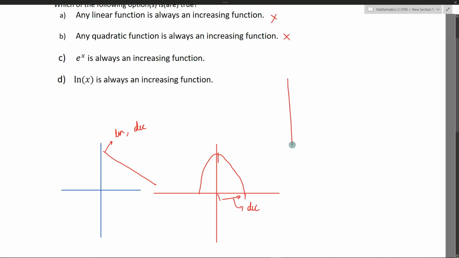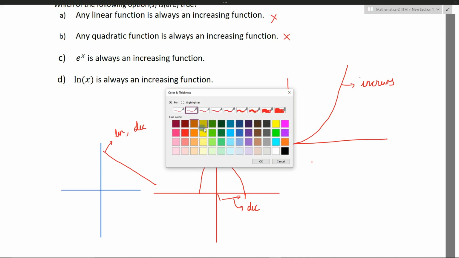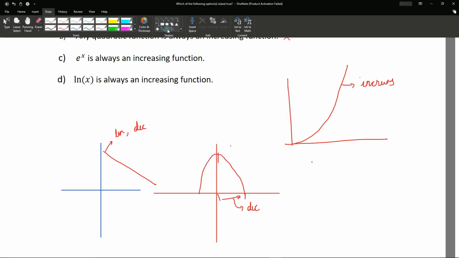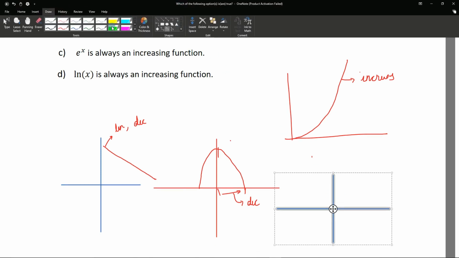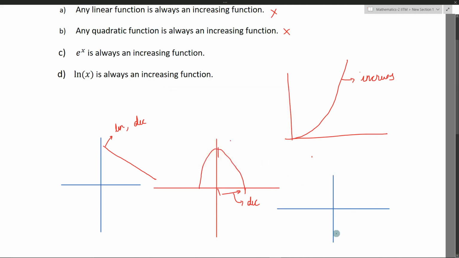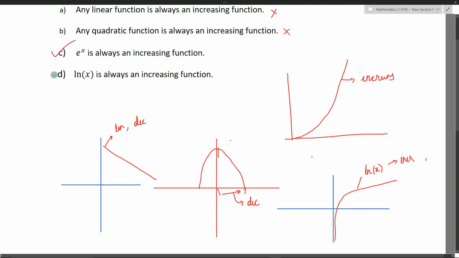Let us draw the graph of e to the power of x. It will be something like this, the exponential curve. This is always an increasing function. What about option D? Option D has ln x. What does the graph of ln x look like? Something like this. Considering any interval, we can see that ln x is always increasing. So we can say that option C and option D are the right options.